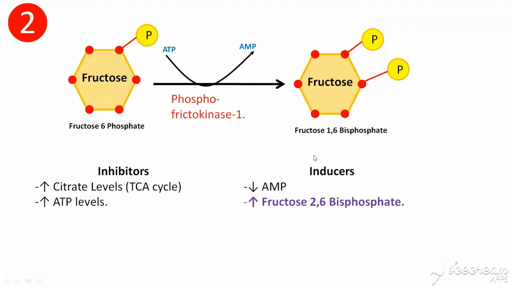Now, inducers of phosphofructokinase are going to be low AMP levels. Of course, this is a byproduct of using ATP, and this indicates a low energy state, and also increased levels of fructose 2,6-bisphosphate. Now, fructose 2,6-bisphosphate can control basically the phosphofructokinase. So it's important to understand how this happens, and we're going to discuss this in the next few slides.